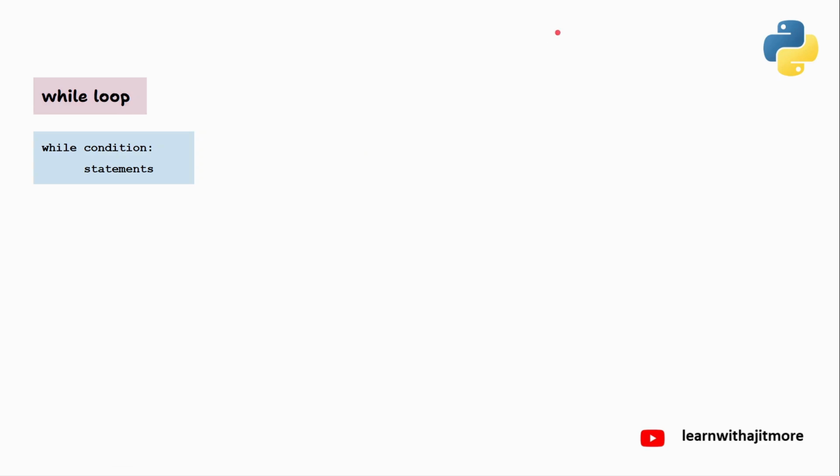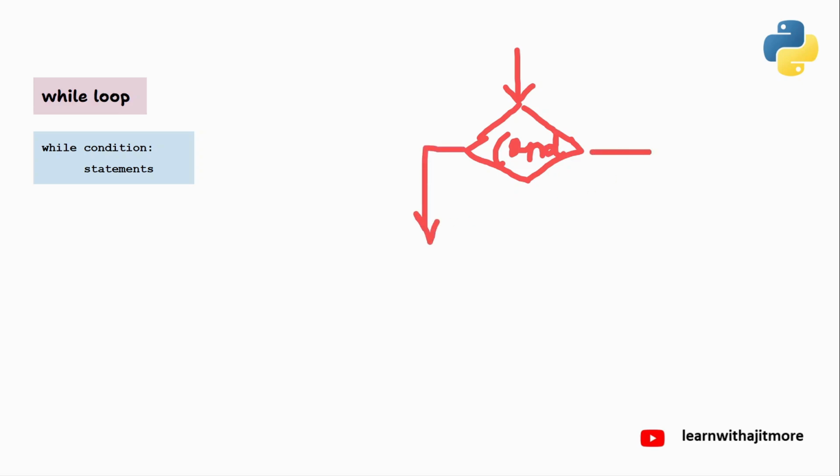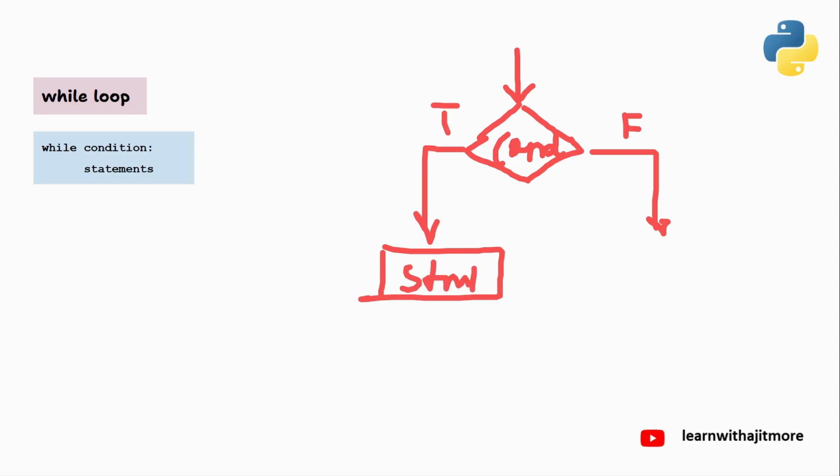Getting? Okay. How will it work? See here. At the beginning only it is going to check the condition. Here it will check the condition. Okay? Now you know the condition outcomes are two, true and false. So if the condition is true, it will come inside and perform the statements, whatever statements are there. After the statements are done, it will come back again and check the condition.